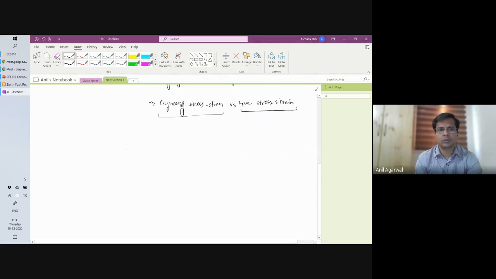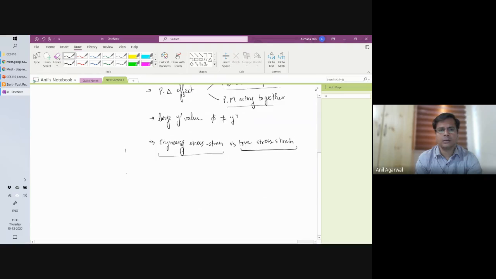So geometric imperfection could be if I have a column, or I was supposed to have a column placed like this, right? And an axial load was acting. This column is perfectly straight. No matter how much load I apply, there is no reason for this column to have any lateral movement, right? The column is perfectly straight.